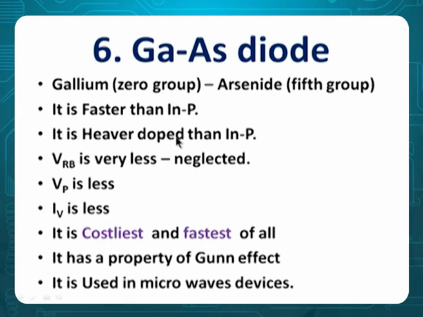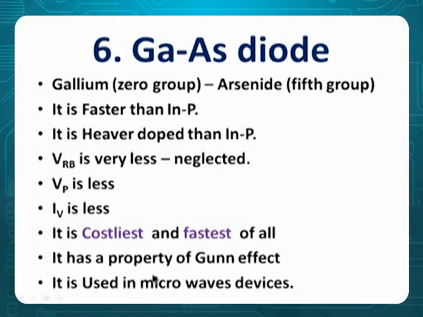Sixth one, gallium arsenide. That's faster than indium phosphide, heavier doping than indium phosphide. Breakdown voltage or reverse voltage is almost neglected. VP is also lesser, IV is lesser. It's the costliest of all and the fastest of all. Even today in VLSI, one of the greatest materials that we are using is gallium arsenide, and it became the fastest of all and costliest of all. And it has the property of Gunn effect, and hence it is used in microwave devices.